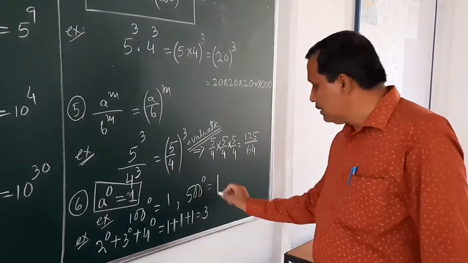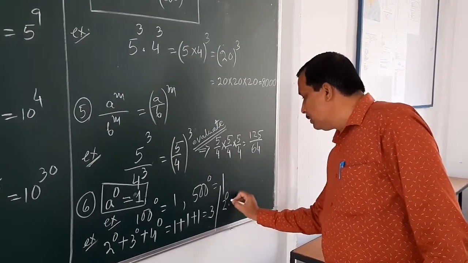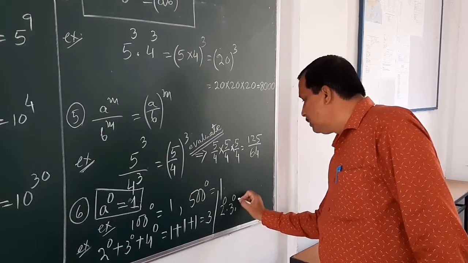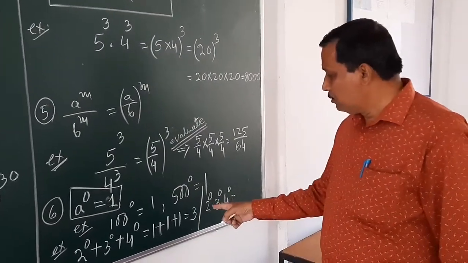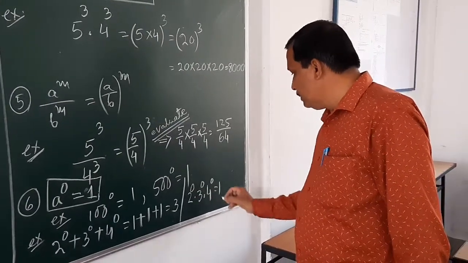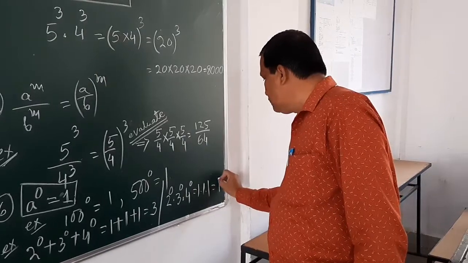But sometimes the question is coming in this manner, 2 to the power 0 into 3 to the power 0 into 4 to the power 0. So, what the answer will come? So, 2 to the power 0 is 1, then 3 to the power 0 is 1, 4 to the power 0 is 1. So the result is 1.